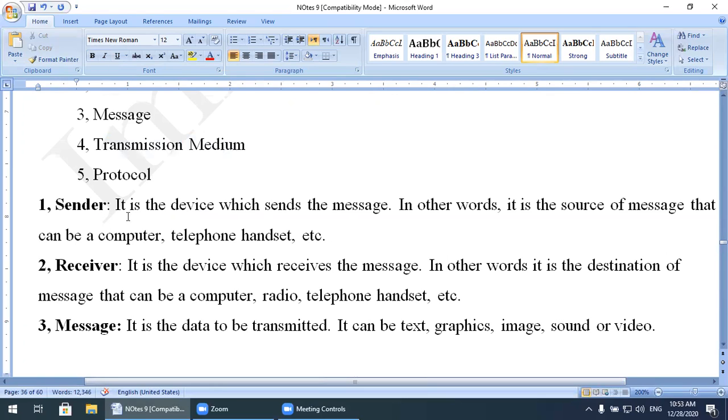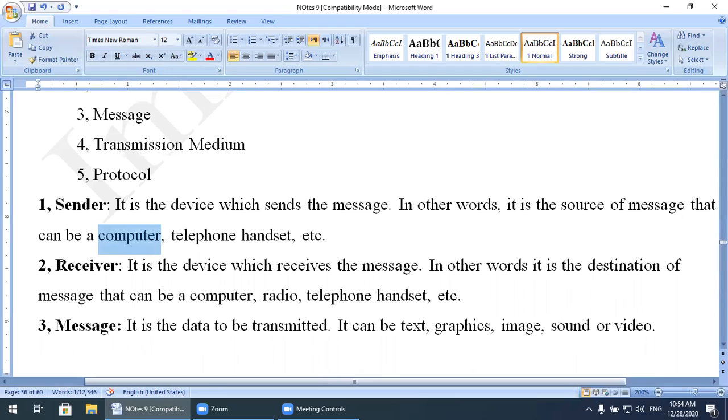What is the sender? It is a device which sends the message. For example, when I am writing a message to send to someone else, my device, my mobile or my laptop, will at that time be called the sender. In other words, it is the source of the message. Watch here. The source of the message can be a computer, a telephone headset, a mobile device, etc. So when you are composing or writing the message, you will be called the sender.